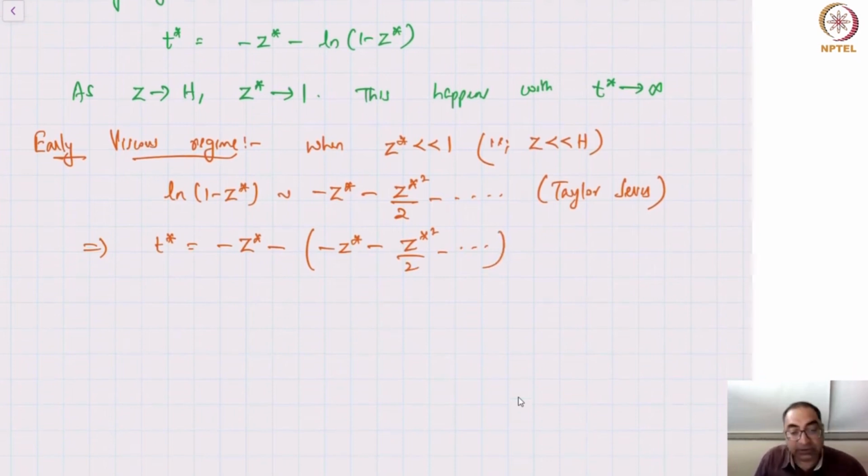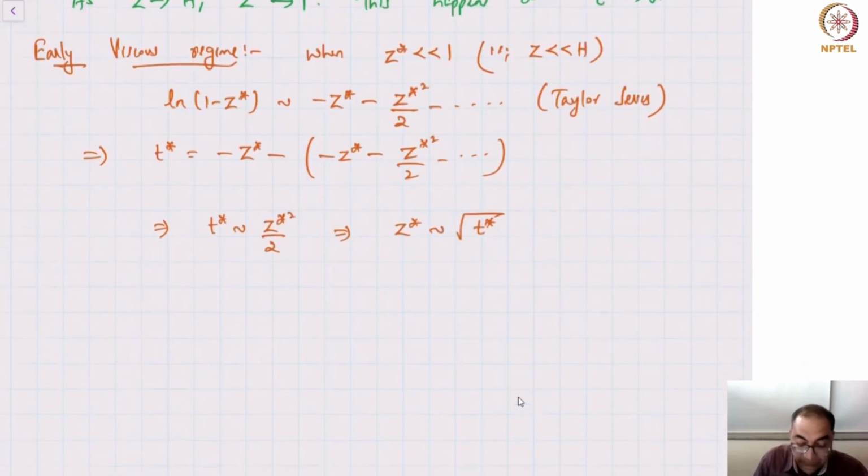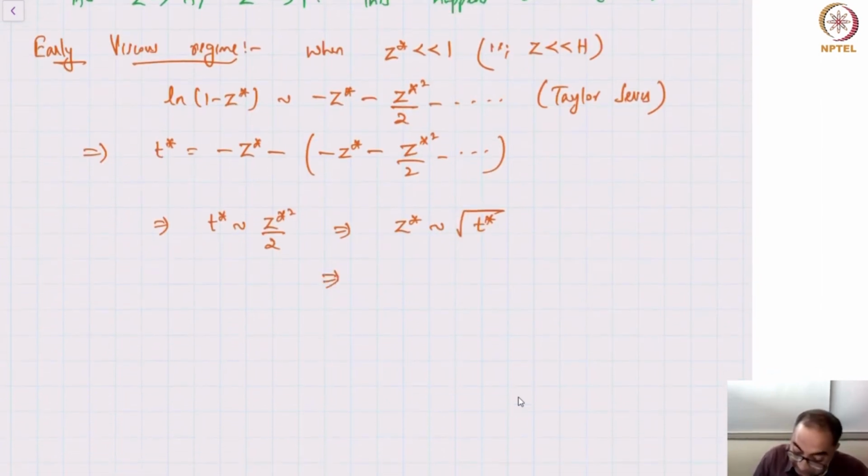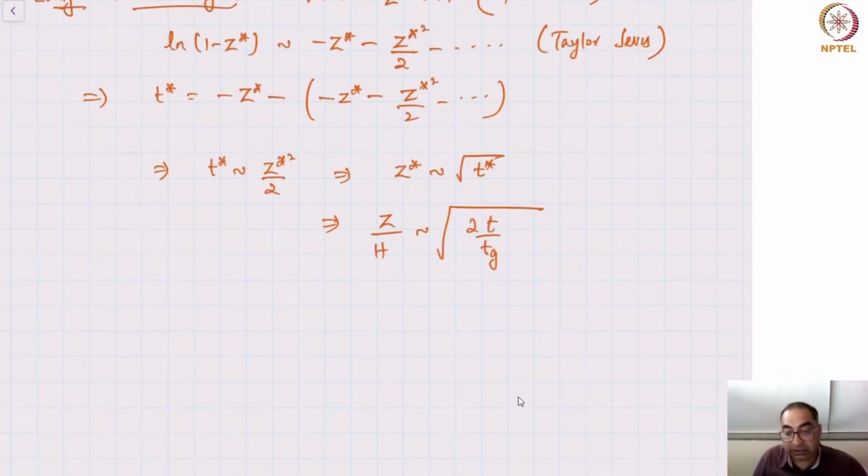And if I cancel out the z star term, then what do I get? I get t star goes like z star square over 2, and therefore I can say z star goes like root of t star. Okay, but z star is nothing but z by h. This goes like root of t by tg. That's the non-dimensional term. Okay, again you can substitute the expressions for h and tg.